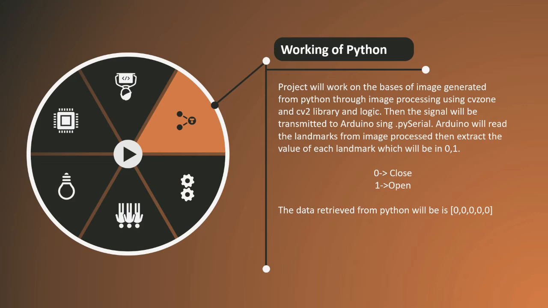Working with Python. The project will work on the basis of images processed in Python using the CVZone and CV2 libraries and logic. Then the signal will be transmitted to Arduino through PySerial. Arduino will read the landmarks from each signal and extract the values of each landmark, which will be in the form of zeros and ones. The data retrieved from Python will be an array of 5 digits, either 5 times 0 or 5 times 1, depending on the data transmitted from Python.